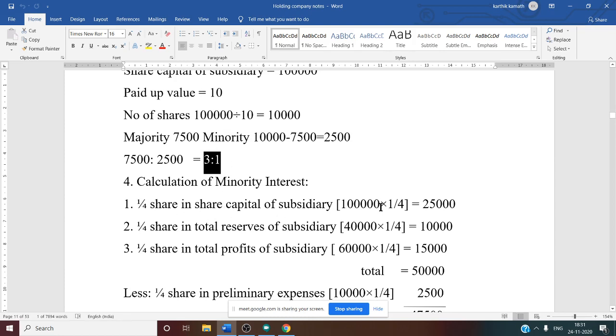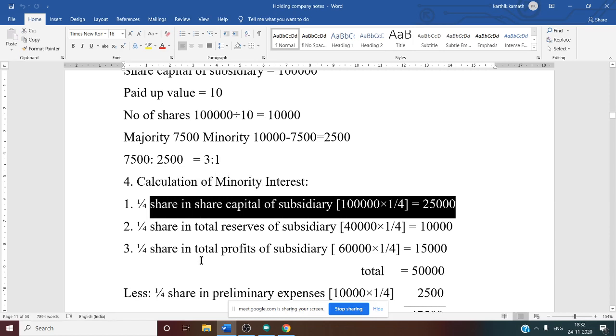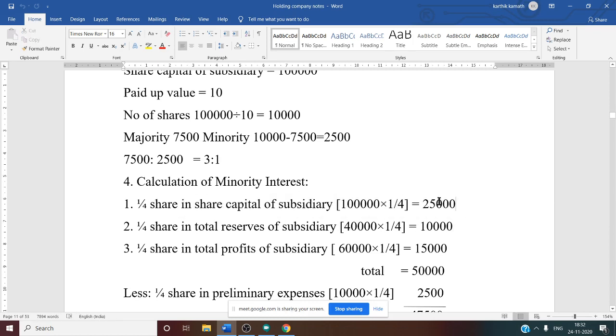Share capital we know is given in the balance sheet, 1 lakh. 1 lakh into 1 by 4, you will get 25,000 as the share capital of the subsidiary that belongs to the minority shareholder, or third party, or outsider. What about the remaining 75,000 out of 1 lakh? 75,000 belongs to the holding company. 25,000 belongs to the third party. So that is about the first one.